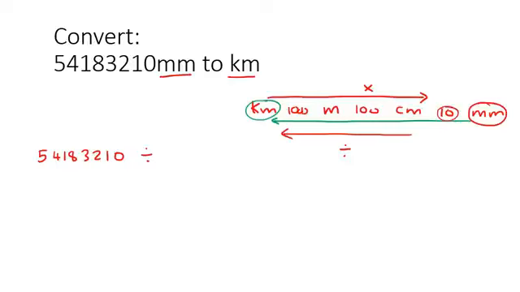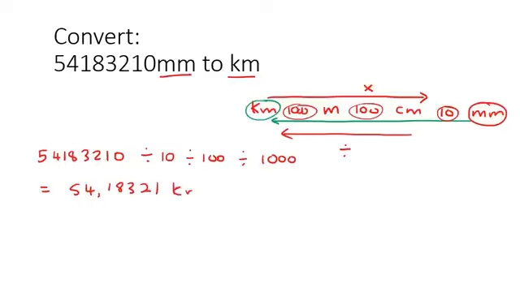We're going to pass a 10, so we divide by 10. Then you're going to divide by 100. And then you're going to divide by 1,000. So you divide by all the numbers that you see. And then if you type this all in, that's going to give you 5,418.321, and then we will say kilometers.